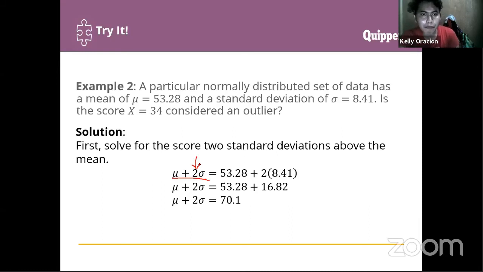So why did we choose above? Take note, your x is less than the mean. The mean is greater than x. Your mean is 53.28 and your x is 34. So the mean is greater than x, which means we check the below side. Outlier if it is 2 standard deviations away from the mean, extreme outlier if it is 3 standard deviations. The result is 70.1.